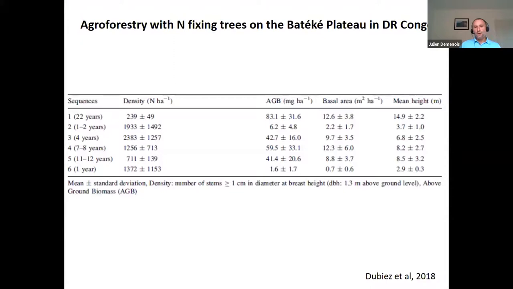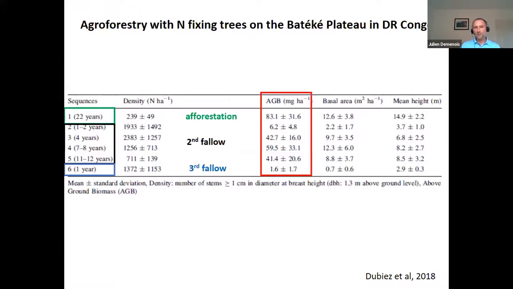So let's have a look now at the impact of this kind of agroforestry system with N-fixing, nitrogen-fixing trees. Here, a focus on the above-ground biomass and the carbon sequestration thanks to the trees. So in this table, we have several modalities. The afforestation, second fallow nitrogen-fixing trees, and a third fallow.